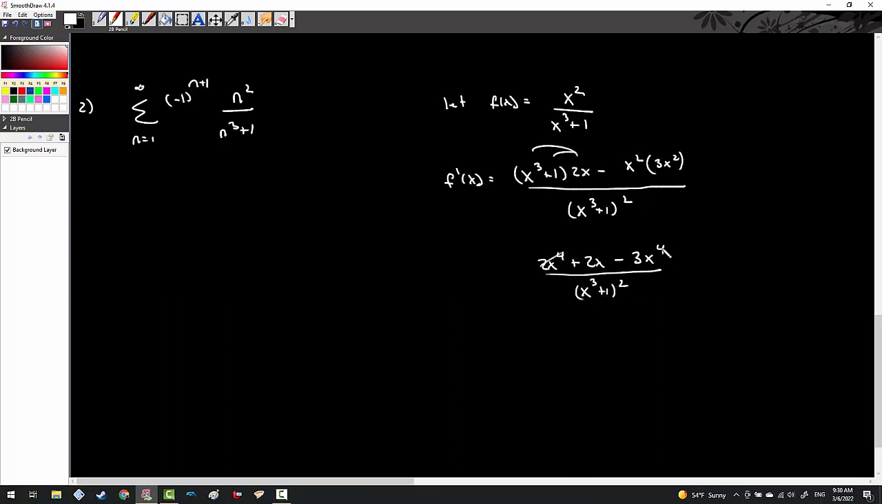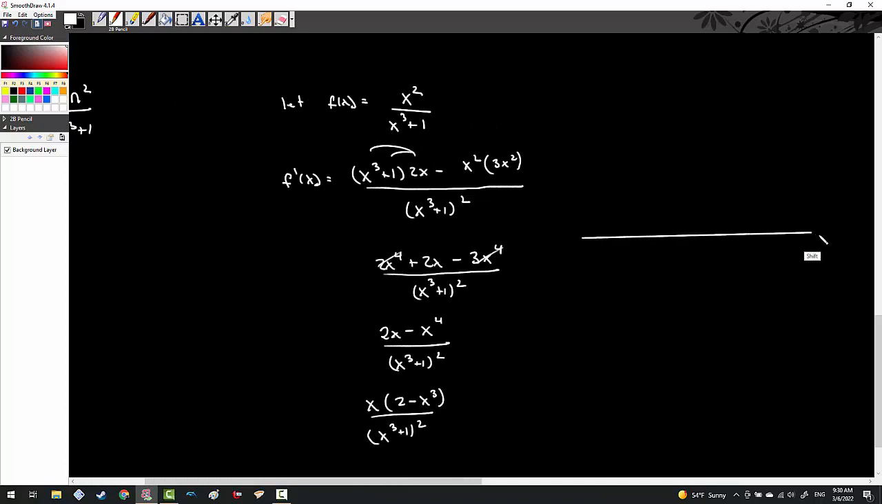So now those guys are going to kind of go away. So I got 2x minus x to the fourth over x cubed plus 1 squared. If I factor out an x, I'm going to end up with x times 2 minus x cubed over x cubed plus 1 squared. So if I want to do this into a sign chart here, and again, this is probably the most amount of work when it comes to the alternating series test, is actually proving the decreasing.